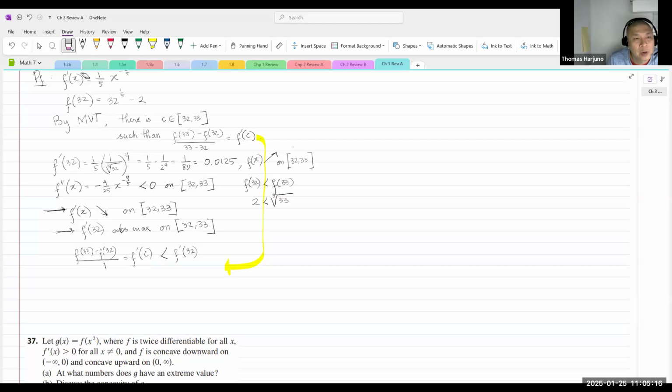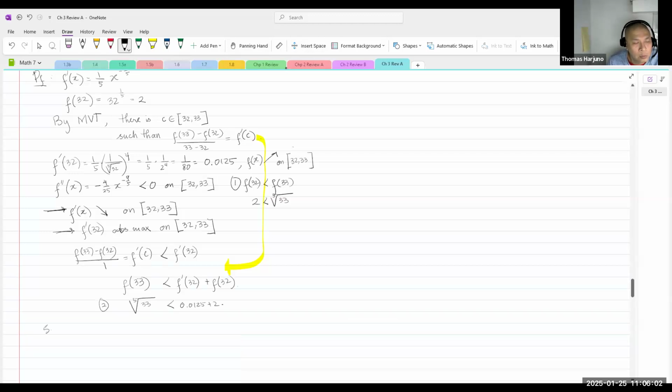Because f prime of 32 is the absolute maximum, then any other number in here must be less than f prime of 32. The derivative at any other number in this interval must be less than f prime of 32. From there I develop, well, divide by 1, so f(33) must be less than f prime of 32 times 1 plus f(32). So the fifth root of 33 is less than 0.0125 plus 2. So this is the first part, this is the second part.